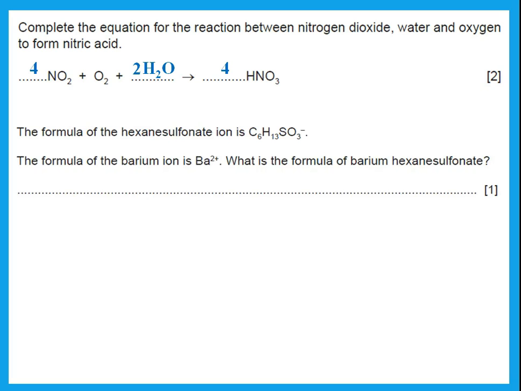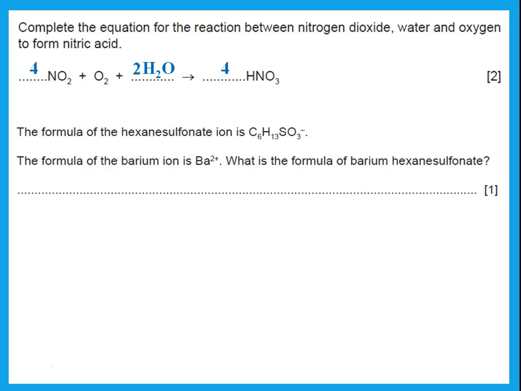Okay. The formula of something we've never seen before is this. The formula of barium is 2+. So what is the formula of barium hexane sulfonate? Remember that we said something I've never seen before, that's fine, no problem. I just put the symbols of each one and the valency of one under the other.